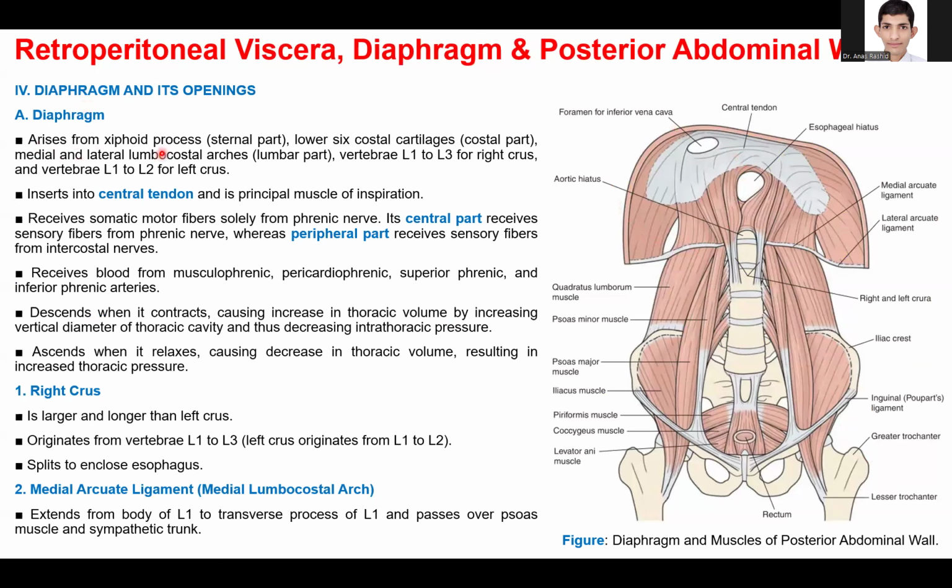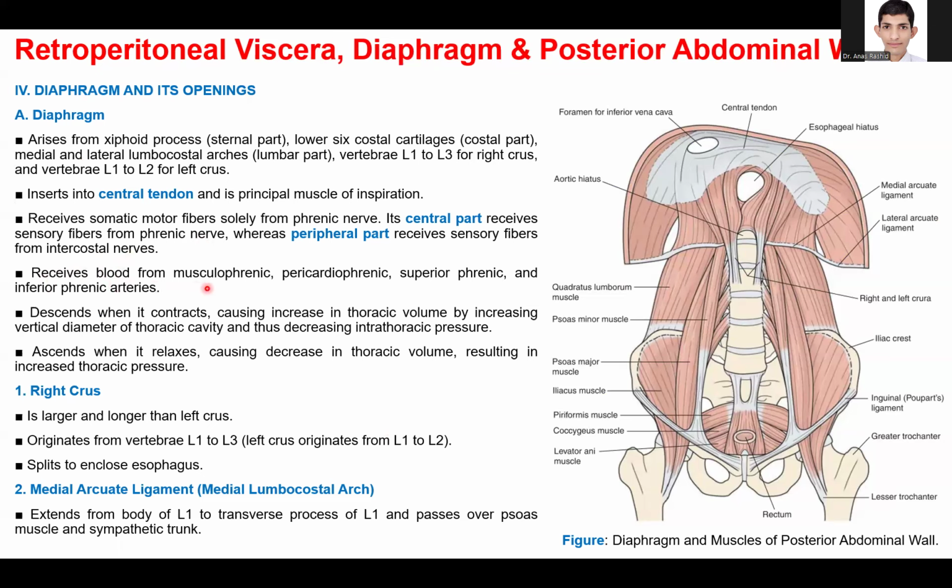The diaphragm arises from the xiphoid process, sternal part, the lower six costal cartilages, costal part, and the medial and lateral lumbocostal arches, lumbar part, vertebrae lumbar 1 to lumbar 3 for the right crus, and vertebrae lumbar 1 to lumbar 2 for the left crus. It inserts into the central tendon. We can see here we have the central tendon, and its principal function is inspiration. It receives somatic motor fibers solely from the phrenic nerve. Its central part receives sensory fibers from the phrenic nerves, whereas the peripheral part receives sensory nerves from the intercostal nerves.